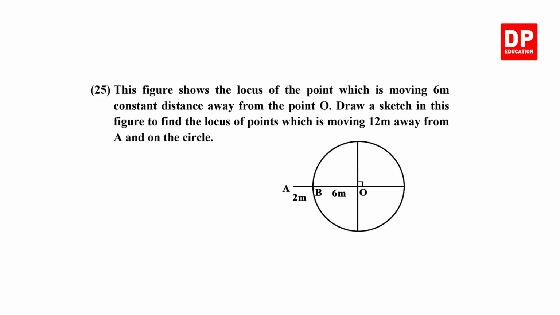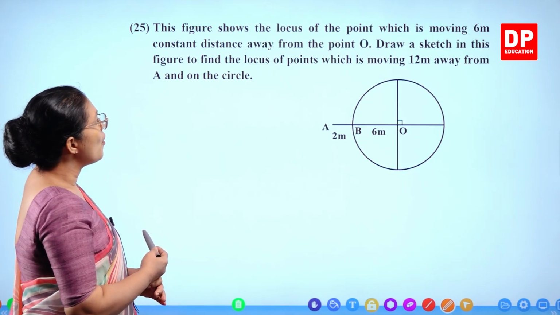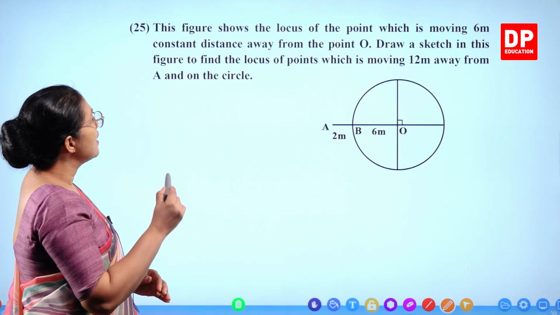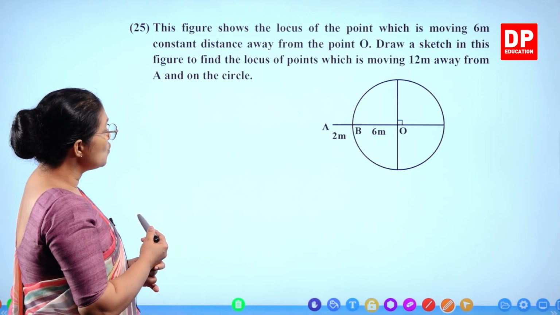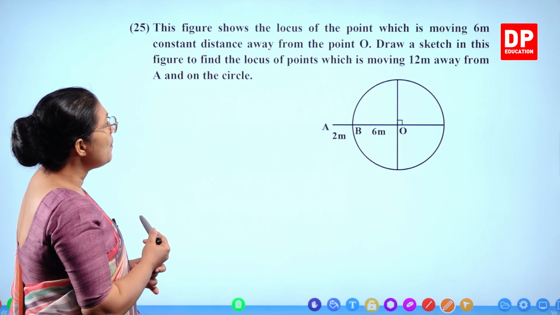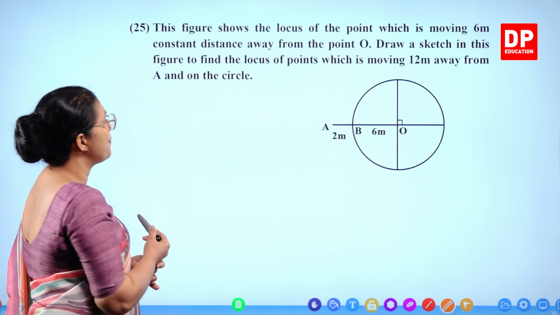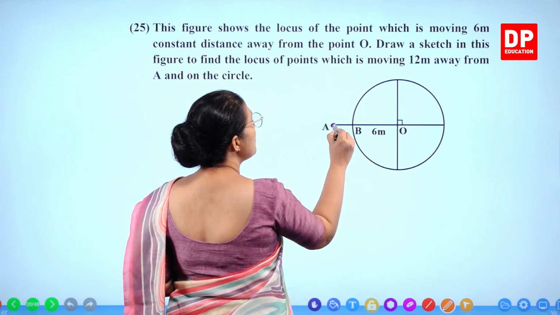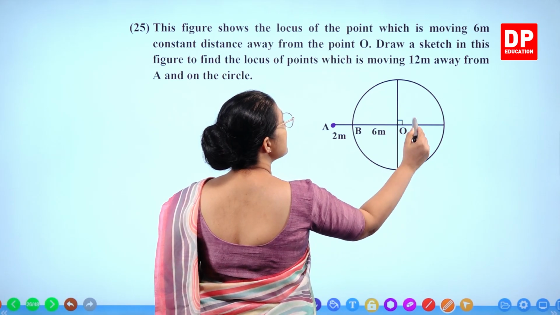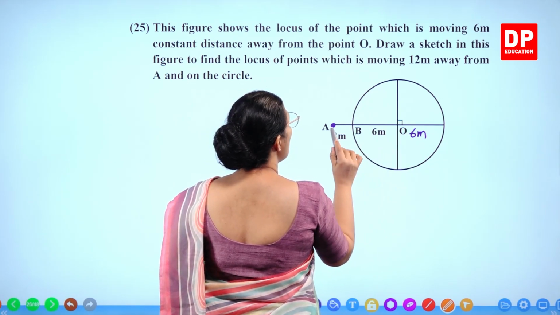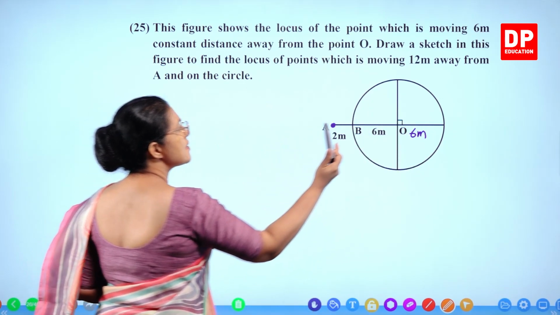Question number 25. This figure shows the locus of the point which is moving 6 meters constant distance away from the point O. That's the circle given. Draw a sketch in the figure to find the locus of points which is moving 12 meters away from A. So from A, 12 meters. So when you consider this whole thing, that's 6 and 6, 12, 14. So 12 is somewhere here.